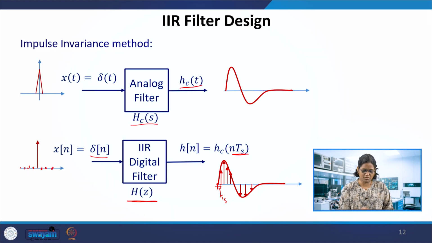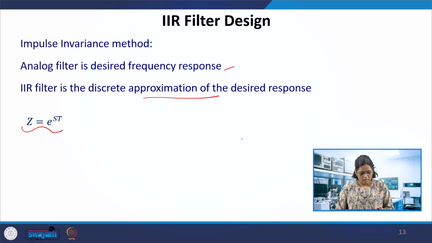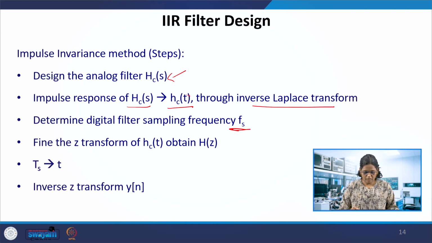The impulse response I have shown here. Here we need to know the Ts. So once you have this hc(t), from this H(s) and through the specification given, determine what should be the Ts value for the response to become digital. From that Fs, you will know Ts equals 1 by Fs, and then find the Z transform of hc(t), which is again in the continuous domain. So we need to take the Z transform to get H(z).